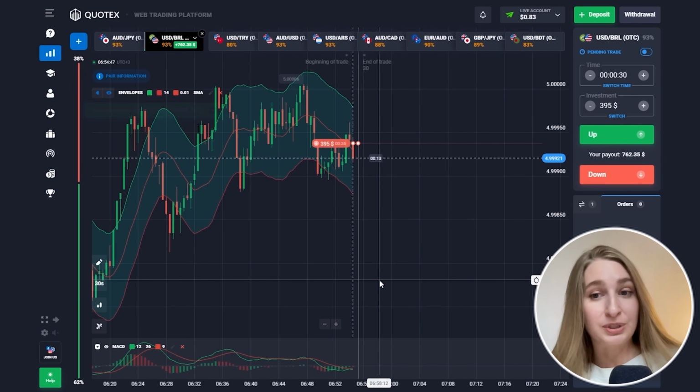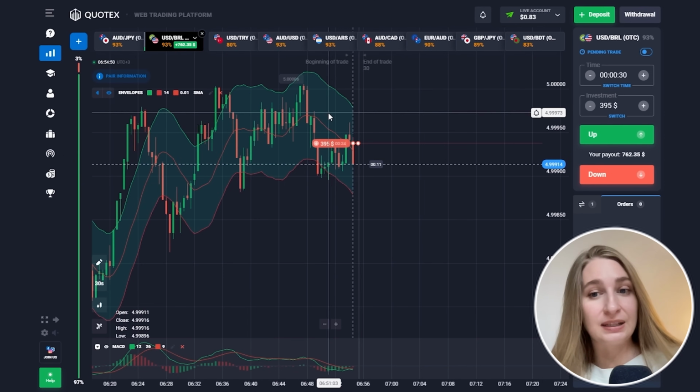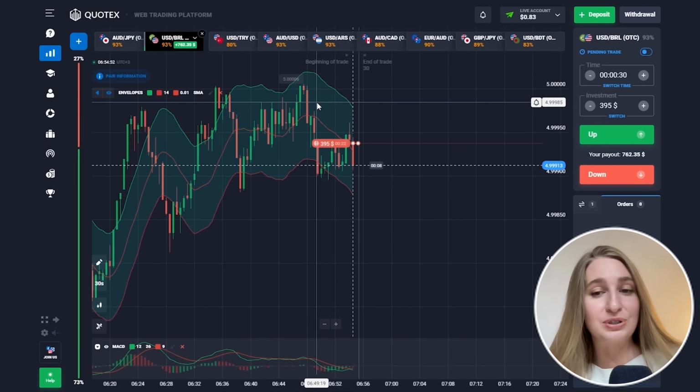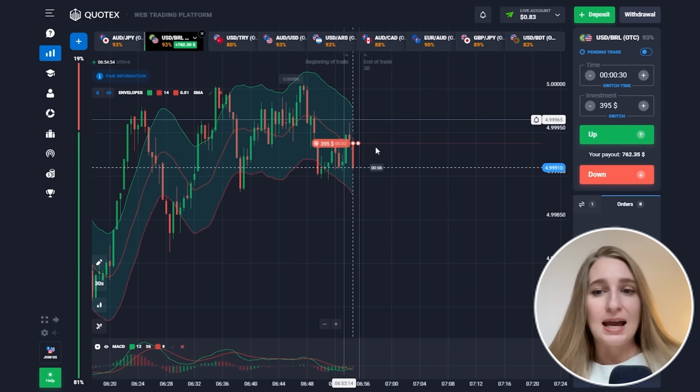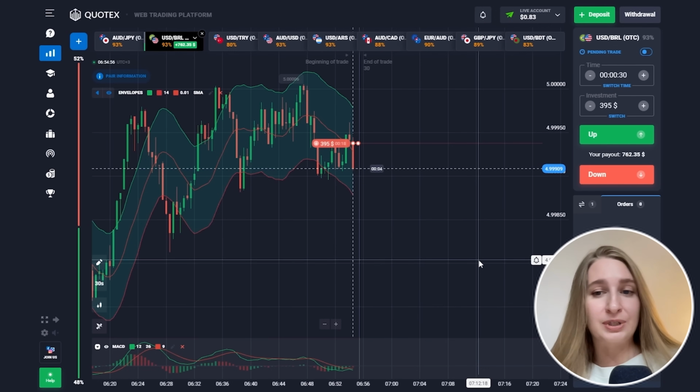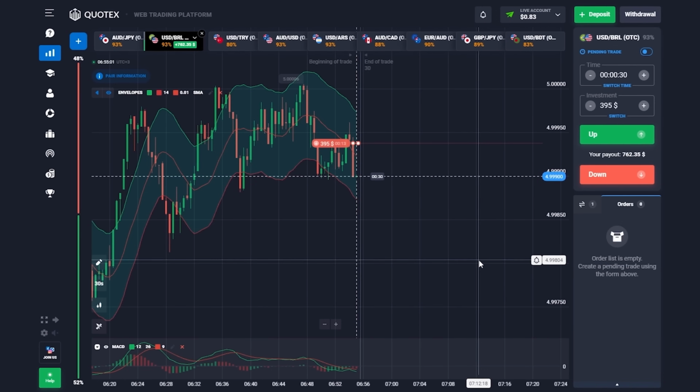We see that the price has already reversed and the envelopes indicator says that in this trading range we have a general price movement going down. And as you can see, the price has already comfortably gone down and we are waiting for our deal to close in the plus.